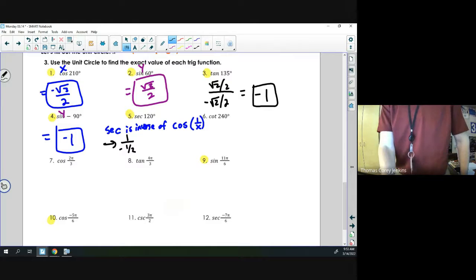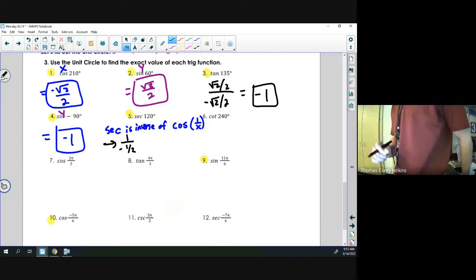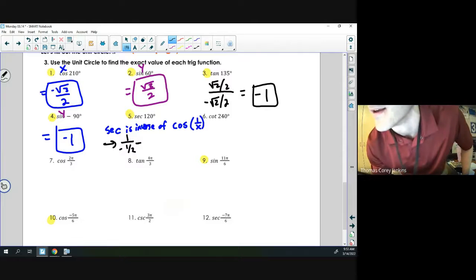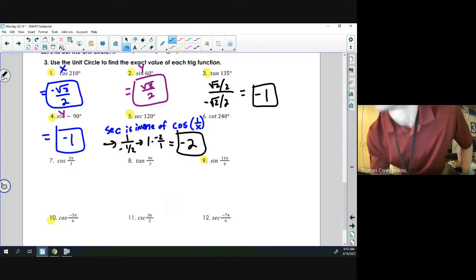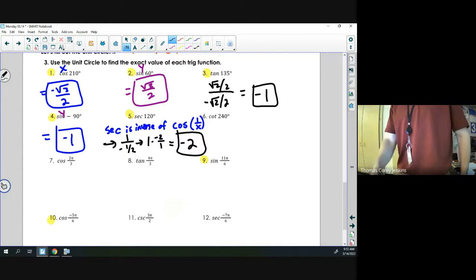Some of you guys will just know that's -2 without thinking too much about it. But if you don't, just remember to multiply by the reciprocal, right? So you can always work that out as 1 times -2 over 1. But that's -2.